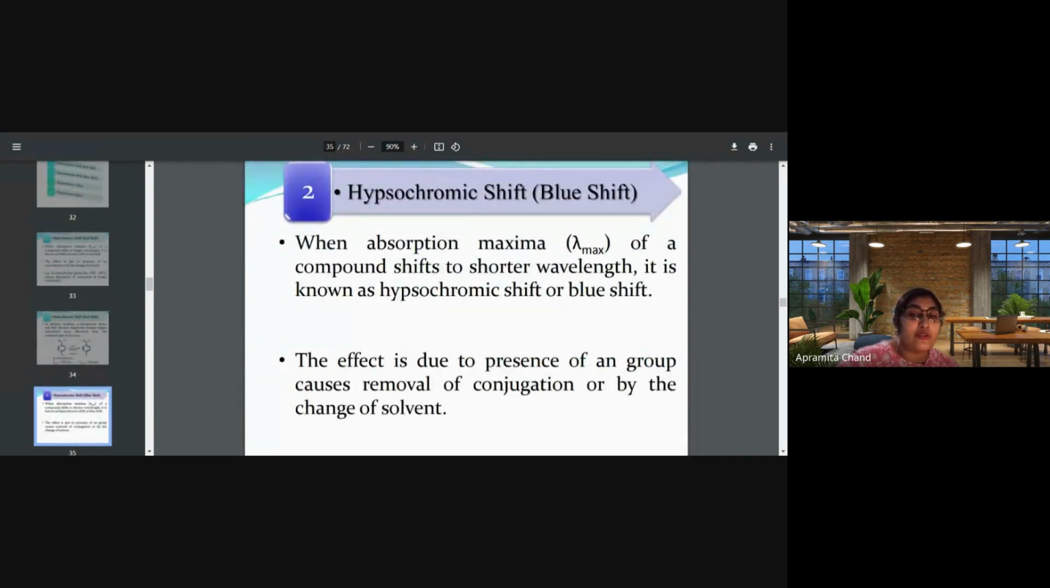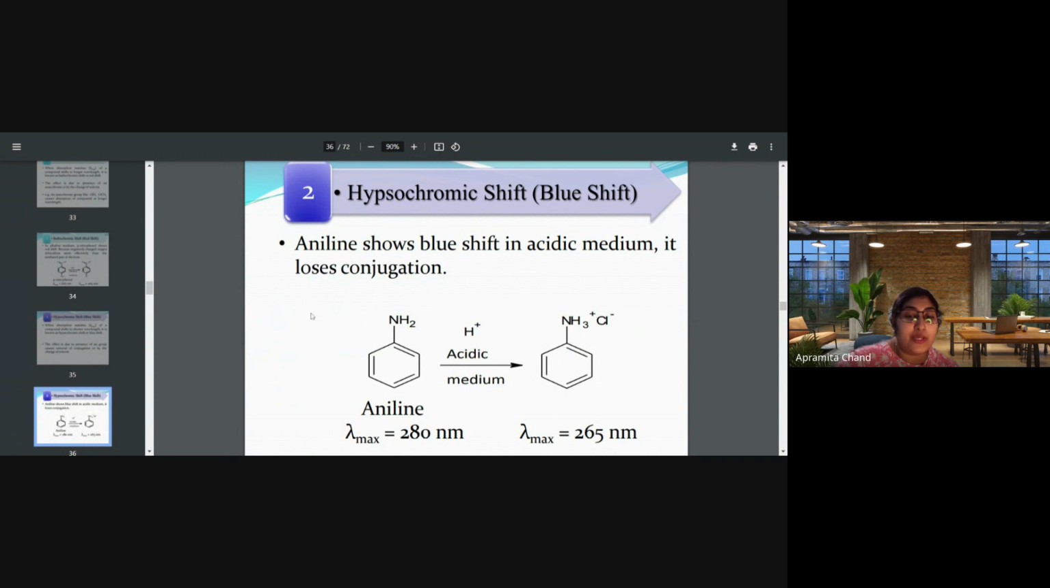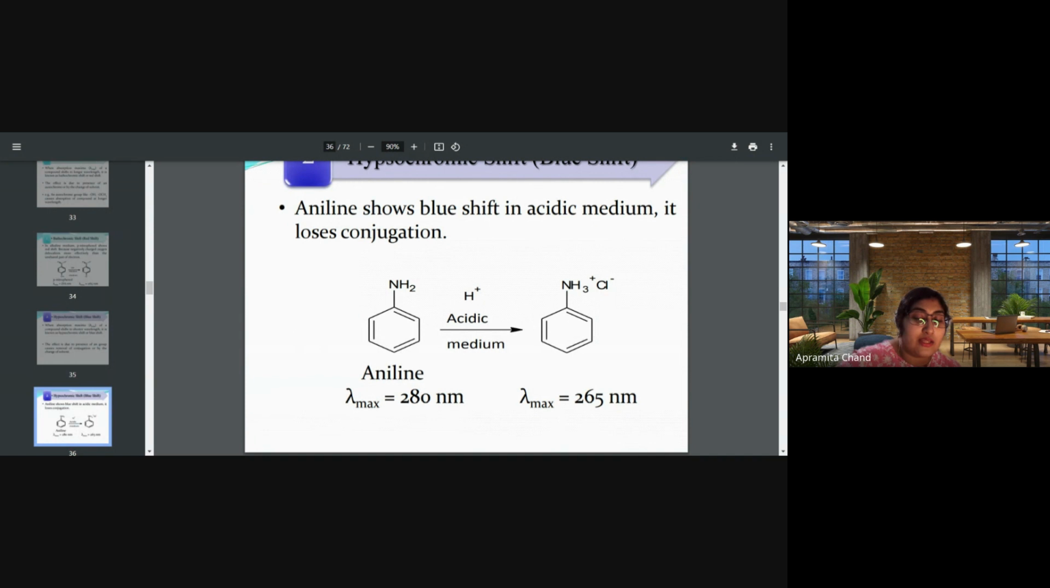Similarly, hypsochromic shift refers to a shift towards shorter wavelength. Any kind of group which will remove the conjugation, that will cause your blue shift. So for example, if you are having a basic group like aniline, what happens? The shared pair of electrons of nitrogen, they conjugate with the ring. But if you're adding an acidic medium, this kind of salt is formed, NH3+ Cl-, so the conjugation is lost. So that is why a hypsochromic shift or a shift towards shorter wavelength is formed.